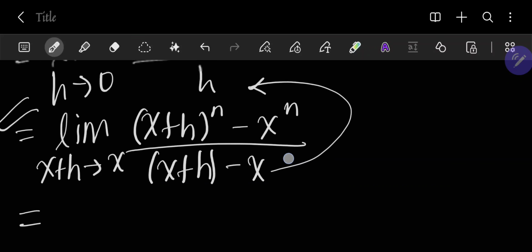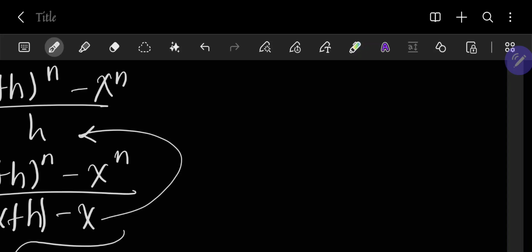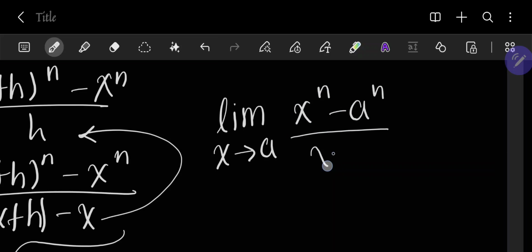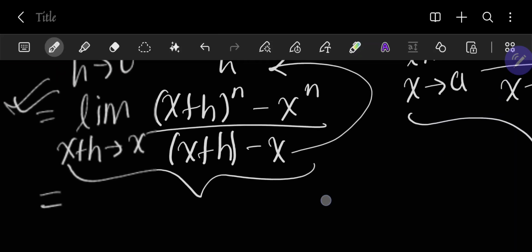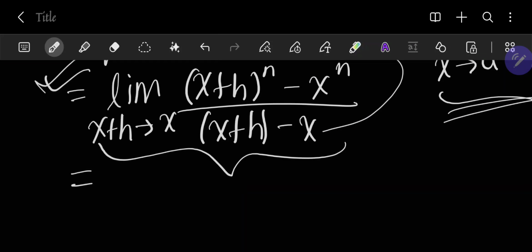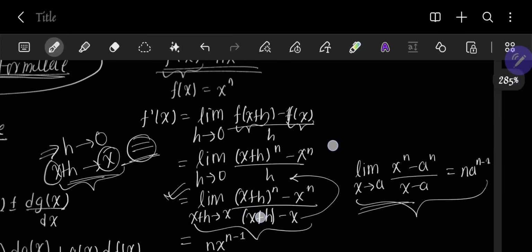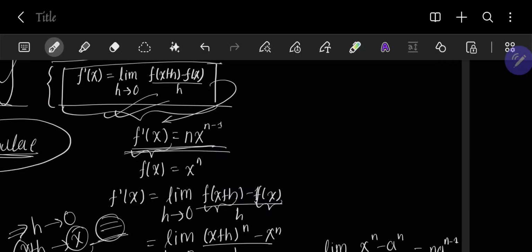And now if you notice, you will see a specific pattern in this. And the pattern is something that you all have already seen if you have studied some limits. So you might be familiar with the formula that goes something like this. And this is the exact formula that we're going to be implementing over here. So if we implement this formula, we are going to get nx power n minus 1. So we've essentially derived the power rule.